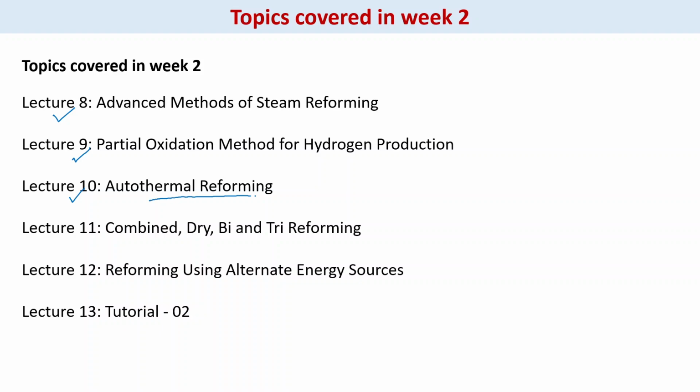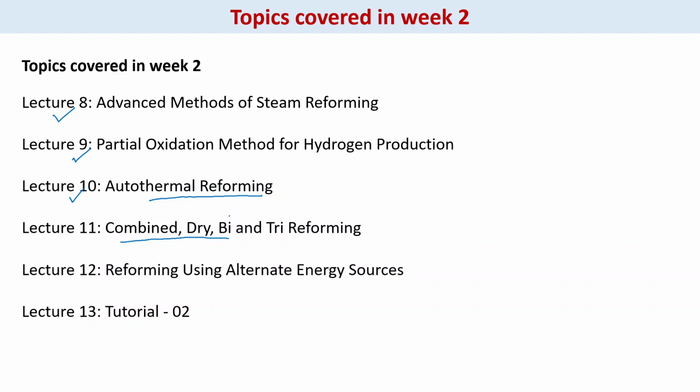In this autothermal reforming process, what happens? The name itself suggests that autothermal means the thermal energy is adjusting. Some reactions are endothermic and some reactions are exothermic. Somehow the thermal energy is balanced. That's why its name is the autothermal reforming process. Next, lecture 11, combined dry and bi reforming.